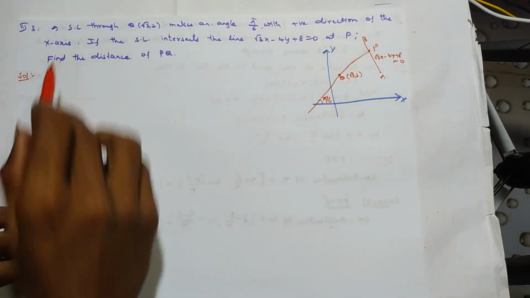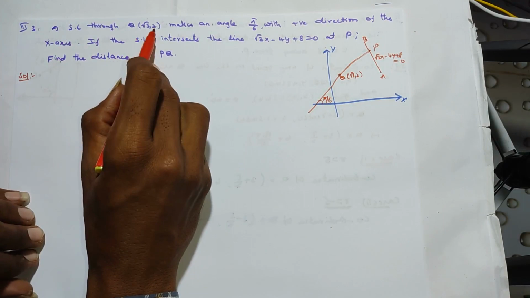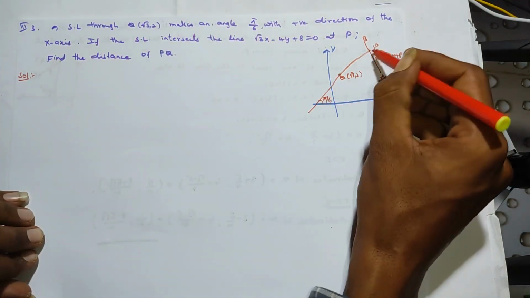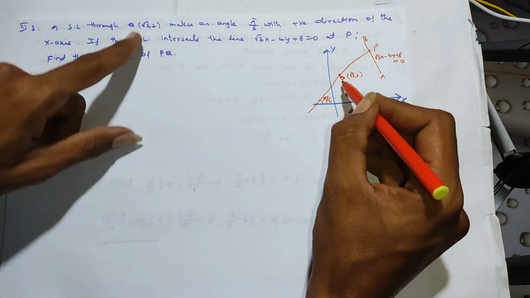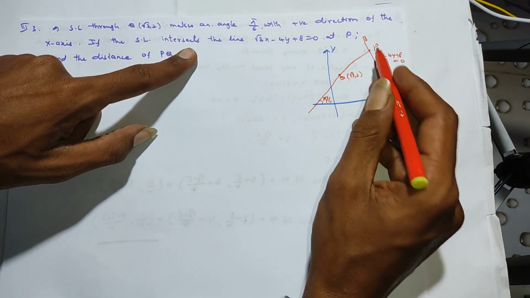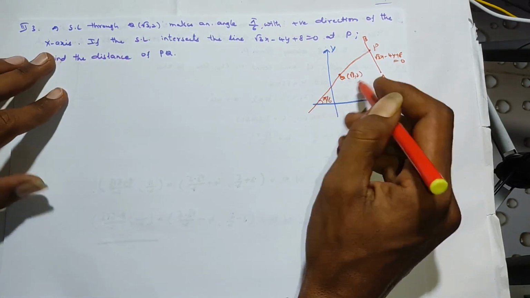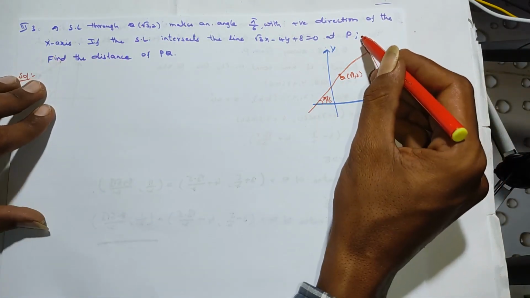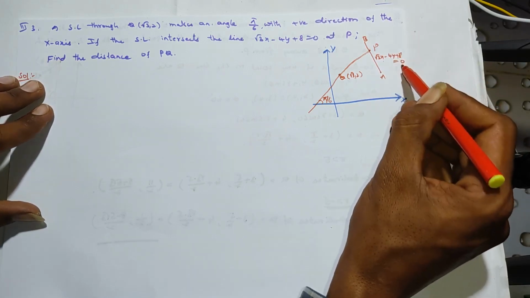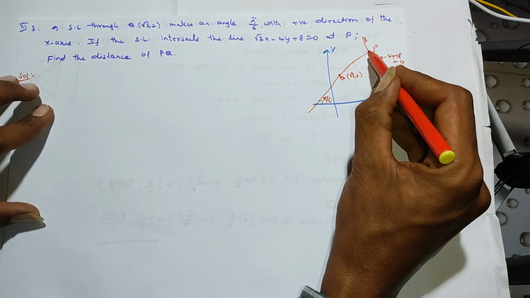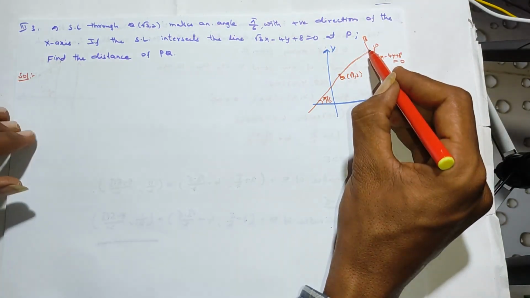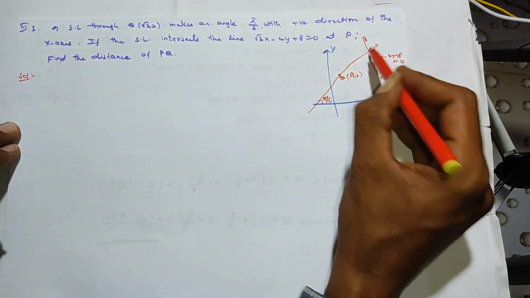See, a straight line through Q of root 3 comma 2 makes an angle pi by 6. A straight line PQ which passes through root 3 comma 2 makes an angle pi by 6 with the positive direction of the x-axis. If this straight line intersects the line root 3x minus 4y plus 8 equals 0 at a point P, then we have to find the distance PQ. So for that, first we have to find the coordinates of P here. Clear?